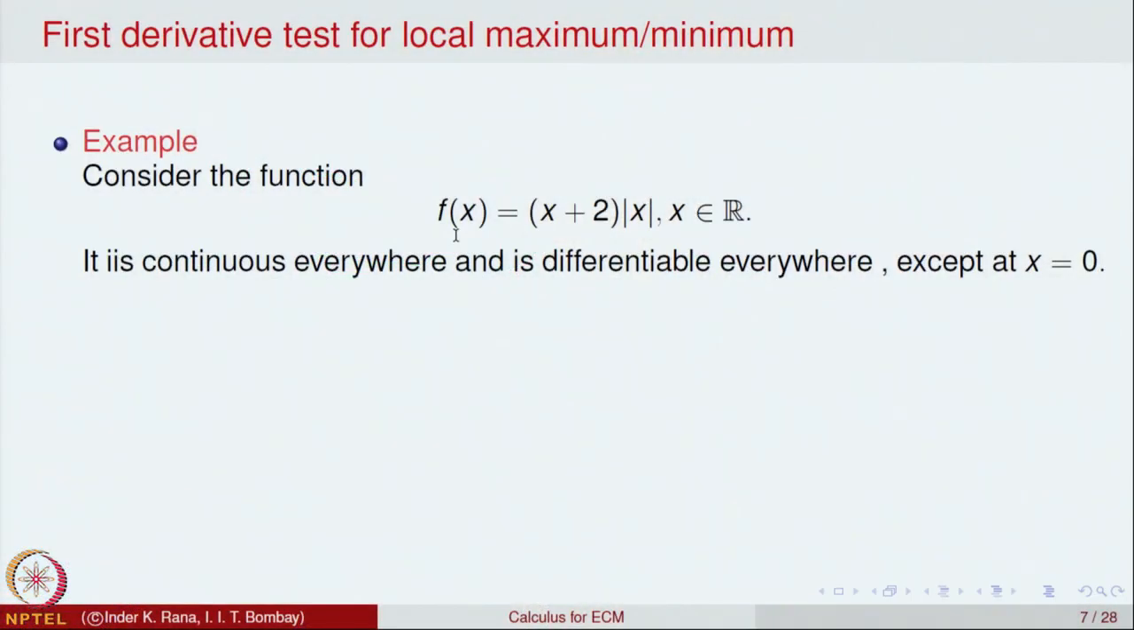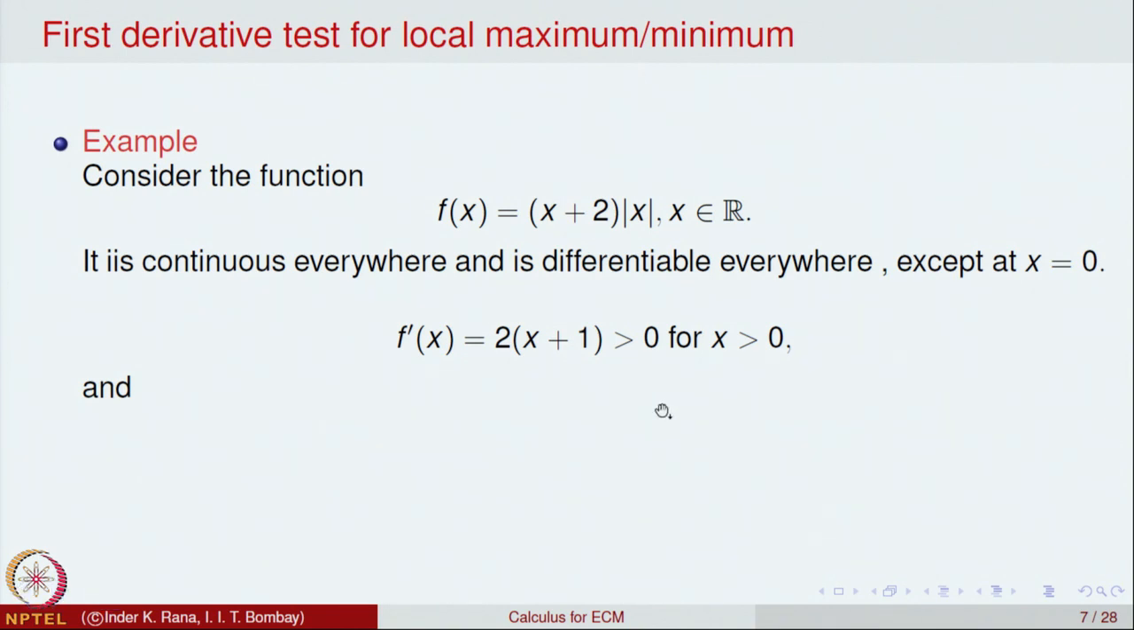So, let us come back to the statement that for the function f of x is equal to x plus 2 into mod x, it is continuous everywhere and it is differentiable everywhere except at the point x equal to 0. Let us look at the derivative of this function on the left side and on the right side. When x is bigger than 0, the function is given by x plus 2 into x. So, what will be the derivative for all points on the right side? It will be 2 times x plus 1, which is bigger than 0 for all x bigger than 0.